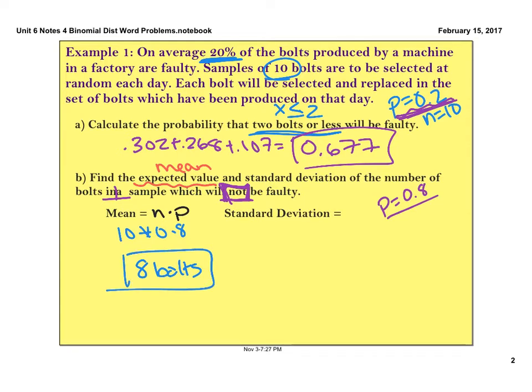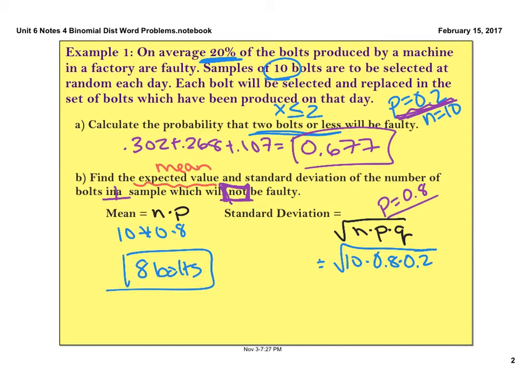For the standard deviation, again, if you don't remember that equation, it's the square root of n times p times q, which that q value comes from 1 minus p. So in this case, that's going to be 10 times 0.8 times 0.2. 0.2 comes from the 1 minus p. So 1 minus 0.8 is going to give me 0.2.